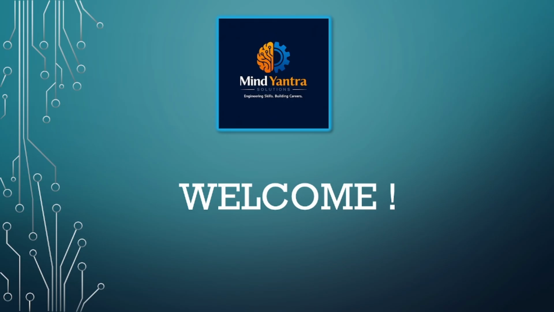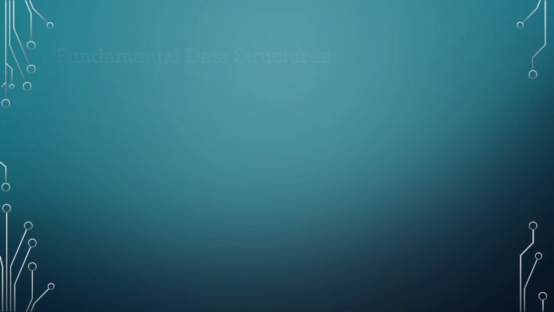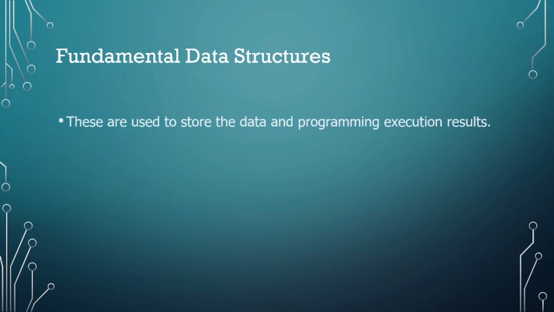In the previous session, we discussed what an application is, the types of applications, and the different components available in an application. In today's session, we'll discuss the fundamental data structures available in a programming language. Fundamental data structures are like small memory chunks or memory units which are used to store the data and the programming execution result.